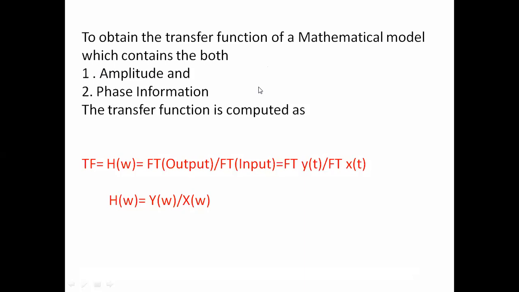So to analyze the behavior of the given system, first of all we have to convert that system into a mathematical equation. So directly we can apply. Suppose we have a system. To that system we apply the input at a certain frequency. We apply a sinusoidal signal, and it has a certain frequency.